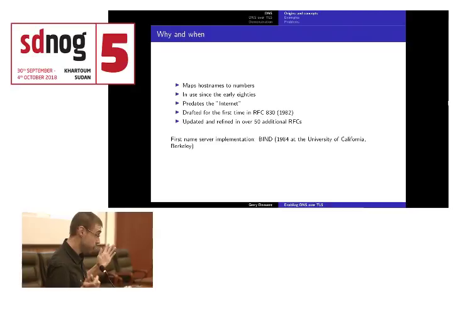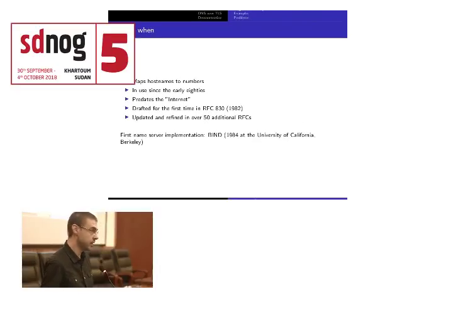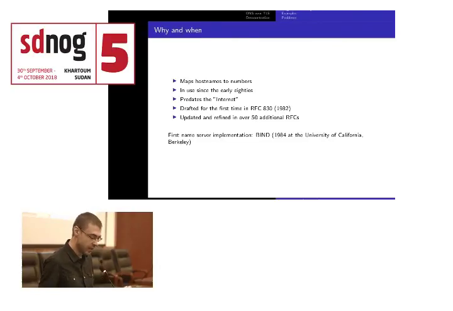So really quickly, why do we have DNS? Because we want to map host names to numbers. I just want to point out that DNS is a really, really old protocol. It's been in use since the early 80s, and it actually predates the internet as we know it today. It was drafted for the first time in 1982, and the first actual implementation was the BIND name server in 1984. So it is really, really old.